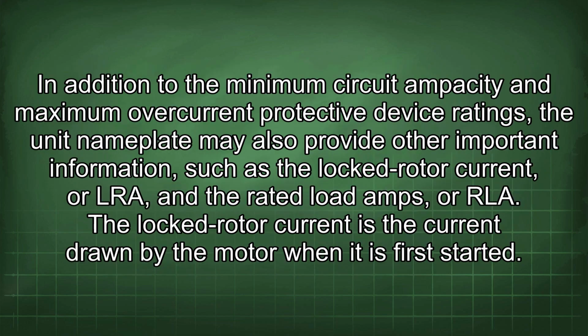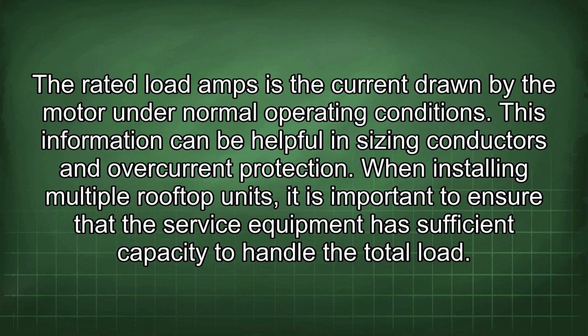In addition to the minimum circuit ampacity and maximum overcurrent protective device ratings, the unit nameplate may also provide other important information such as the locked rotor current, or LRA, and the rated load amps, or RLA. The locked rotor current is the current drawn by the motor when it is first started. The rated load amps is the current drawn by the motor under normal operating conditions. This information can be helpful in sizing conductors and overcurrent protection.